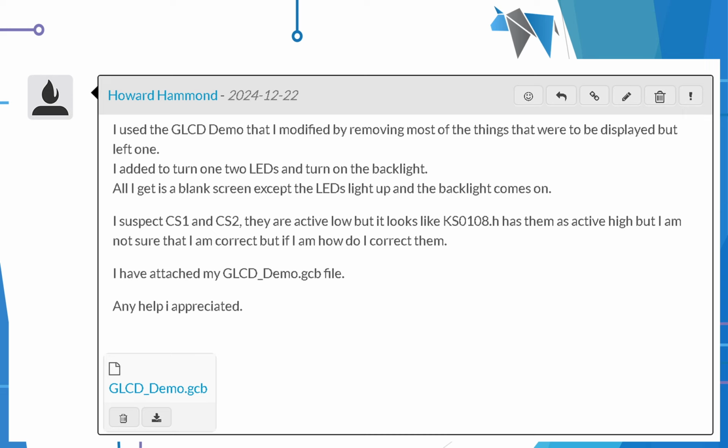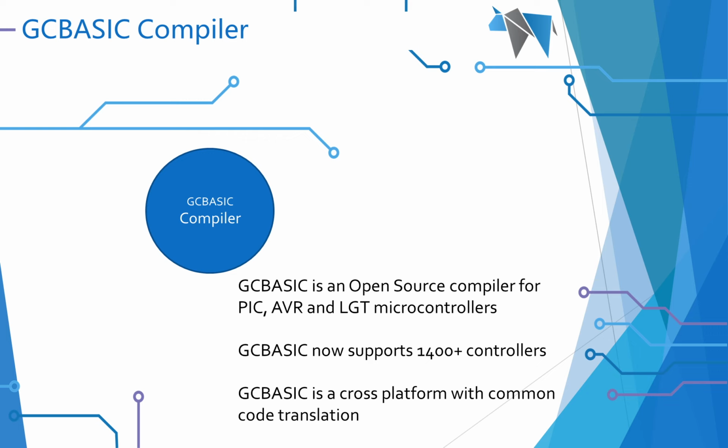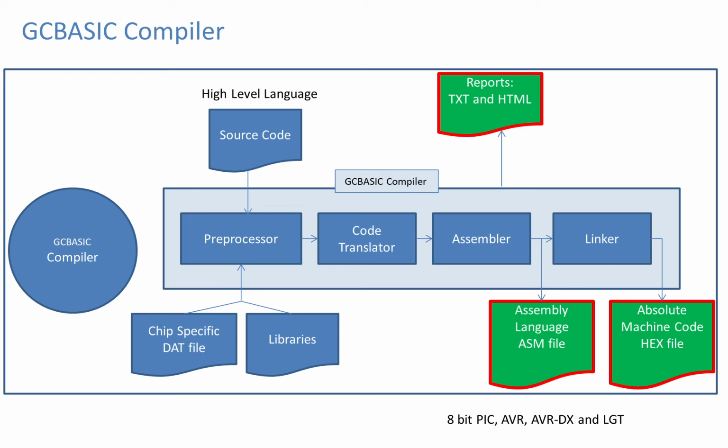Because to have a deep dive is actually quite interesting into the operations. So let's recap. GCBASIC is an open source compiler for PIC, AVR, and LGT. It supports 1400 microcontrollers, and it's a common platform with common code translation. So let's have a look at how the compiler works, and then we'll look at GLCD in detail.